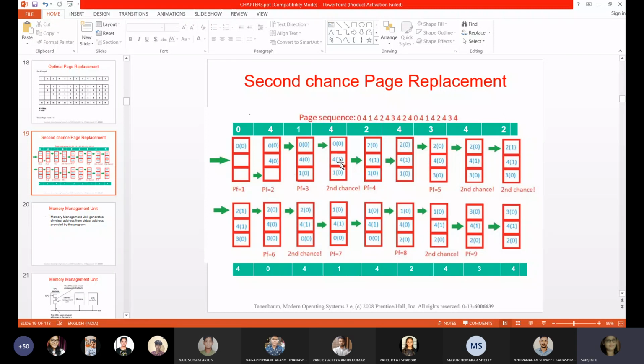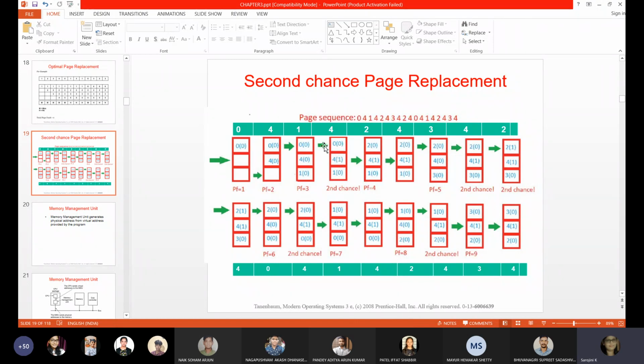That means, suppose this page's reference bit is already one. That cannot be changed from one to zero. If it is zero, it can be changed to one. This means we are giving page four another chance to stay. That is called the second chance. Is this clear, students? Now, this is the status of main memory.